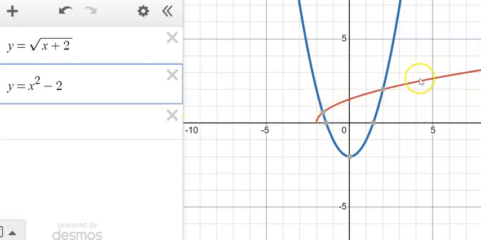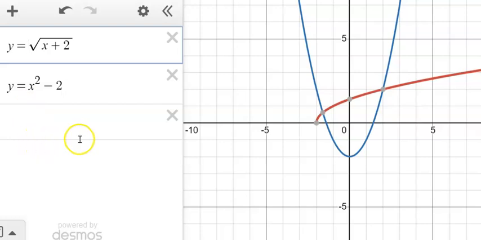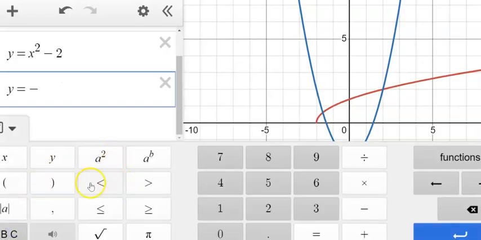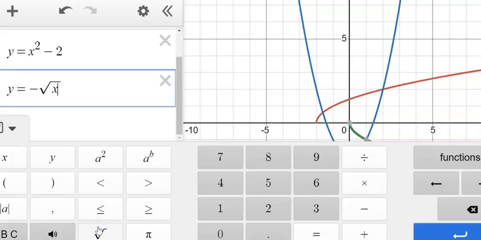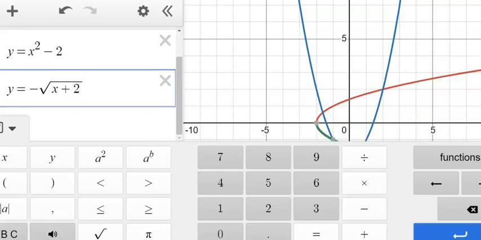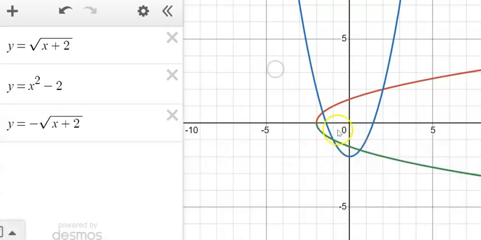And if you notice, this red part looks like it's just half of a parabola. But remember, a square root graph has a positive and a negative version. Like the square root of 25 could be positive 5, could also be negative 5. So when I type in the other version of that, the negative version of that, I can see the rest of it.